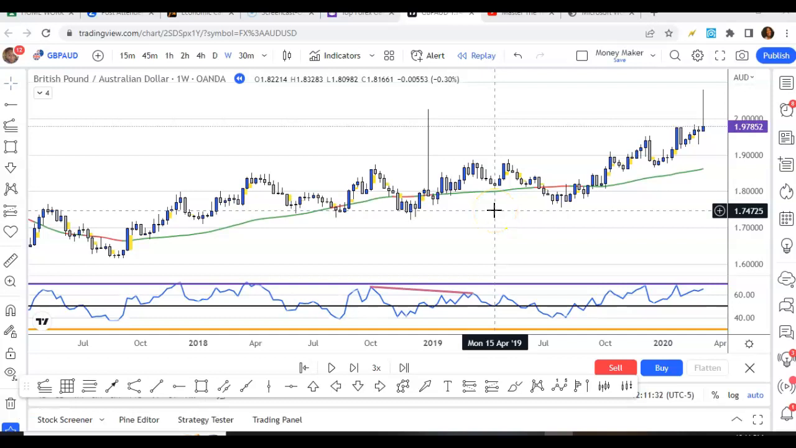Today we're going to go over multi-timeframe confluence, and I'm going to show you how you can catch bigger moves when you understand exactly what multi-timeframe confluence is. So without further ado, let's go ahead and get started.